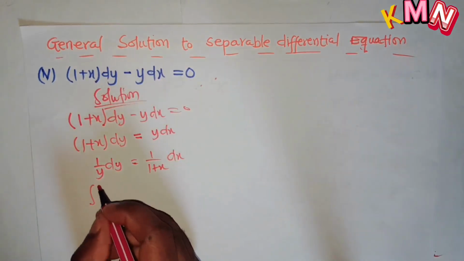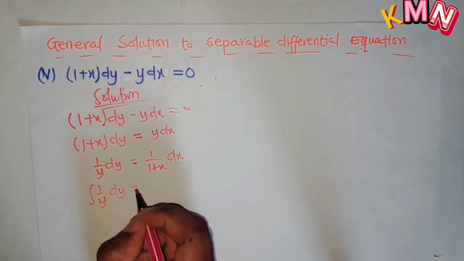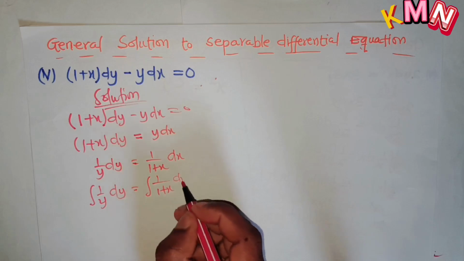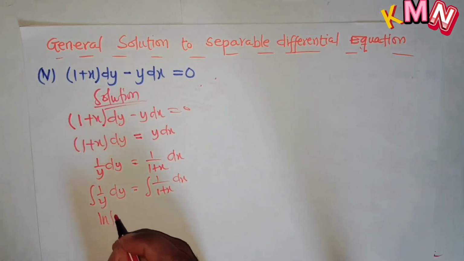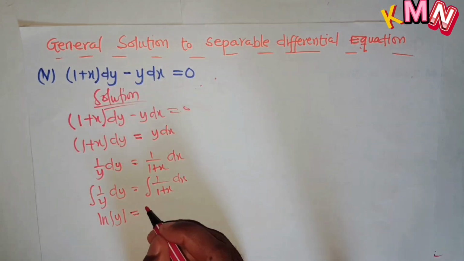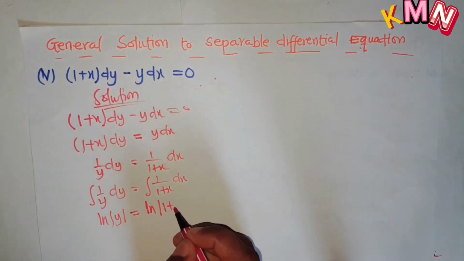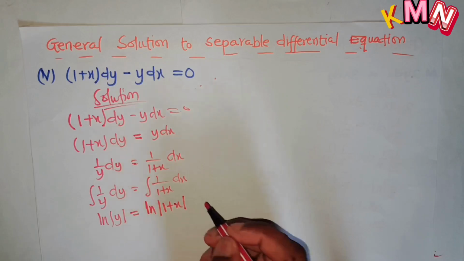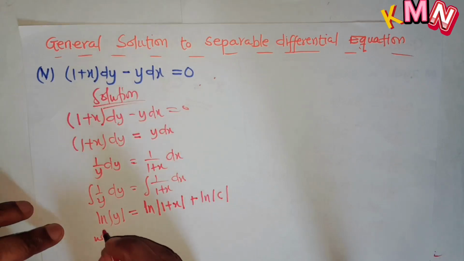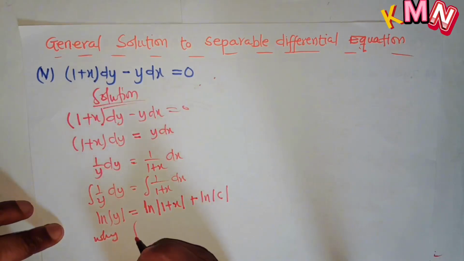Now let's integrate. The integral of this, then the integral of 1 on 1 plus x dx. Ln y equals ln, so this one will get ln of 1 plus x plus ln c.